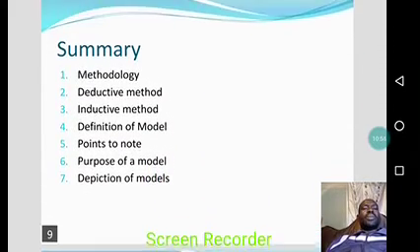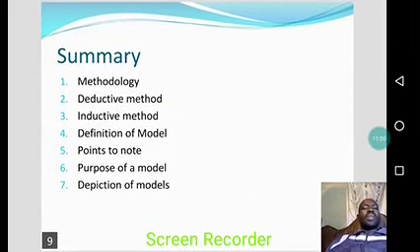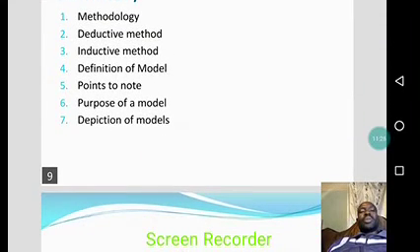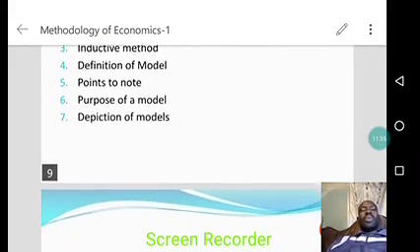So in a nutshell, we have looked at methodology, we've talked about deductive method, we went on to look at inductive method, then definition of a model, and the points that we need to note concerning models, like how do you go about formulating a model, what are some of the important things that you need to include and what you need to leave out. Then we've also talked about the purpose of a model. Why do we need models? And how models are actually depicted. Okay? So essentially that is what we've talked about today.